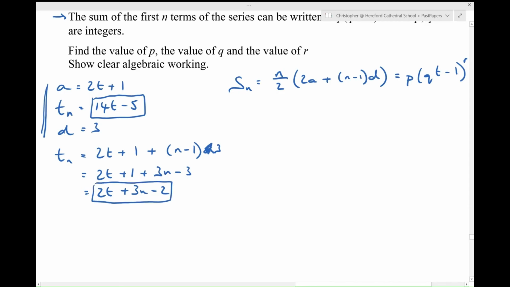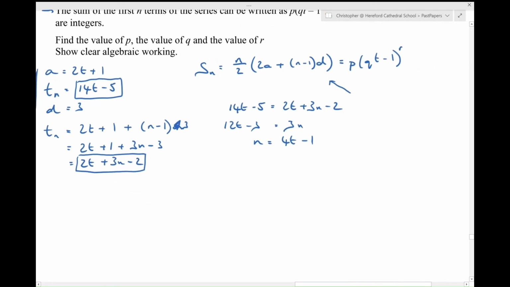Now I've got one expression for the nth term and another expression for the nth term. So I can put those two expressions equal to each other. So 14t minus 5 will equal 2t plus 3n minus 2. Why am I doing this? Well, I'm going to get an expression for n, which then I'm going to substitute into this. So let's get an expression for n. 3n on the right-hand side is 12t minus 3. So n is 4t minus 1.